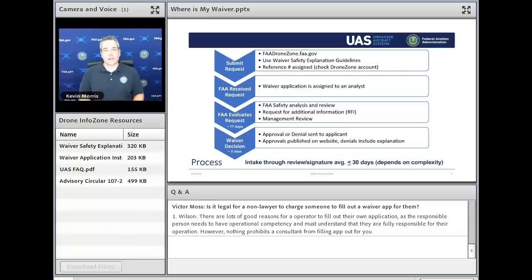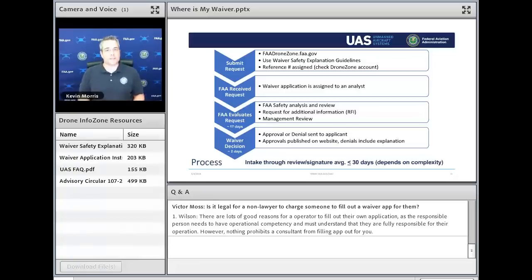Once we finish our evaluation, it goes to management review, where we have a quality control group to make sure that we are approving waivers appropriately and the same way across the board. And then it goes to the decisional process. If we approve your waiver, that waiver is published on our website for the public to see. If your waiver happens to be denied, we are sending that information back to you with some information to help you with understanding how that waiver was denied.